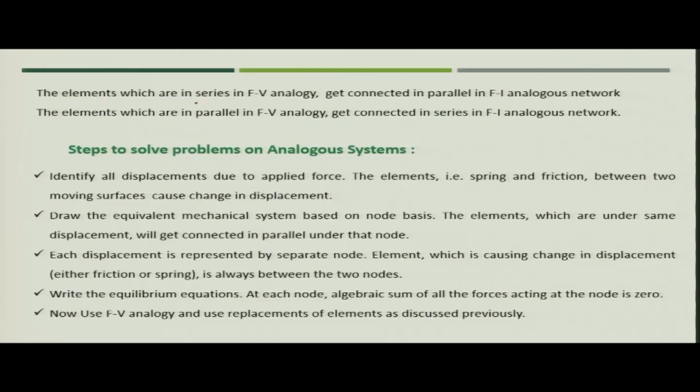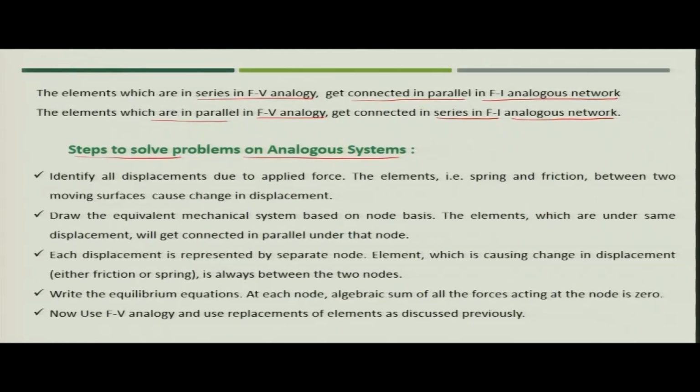Now, the elements which are in series in the force voltage analogy get connected in parallel in the force current analogous network. Similarly, the elements which are in parallel in the force voltage analogy get connected in series in the force current analogous system. Now, let us try to understand how to solve problems on analogous systems.